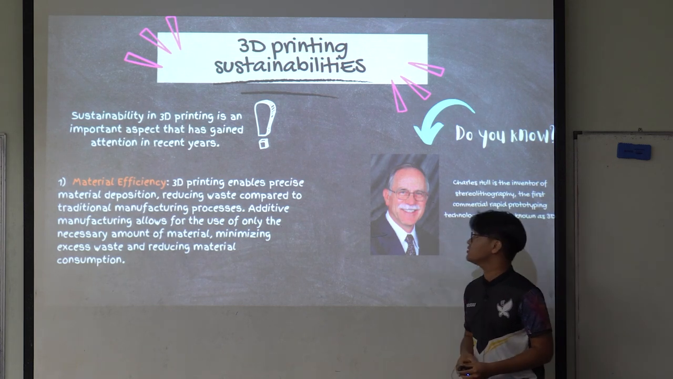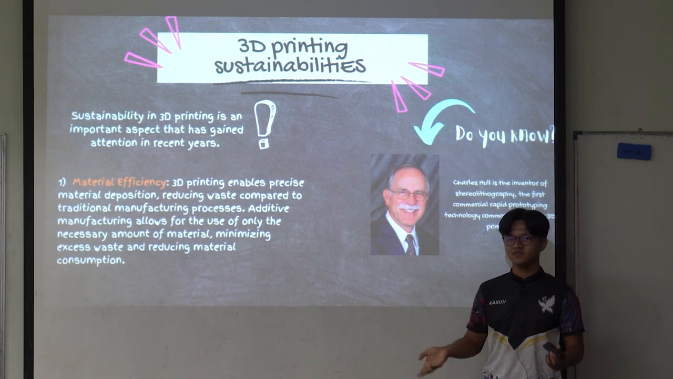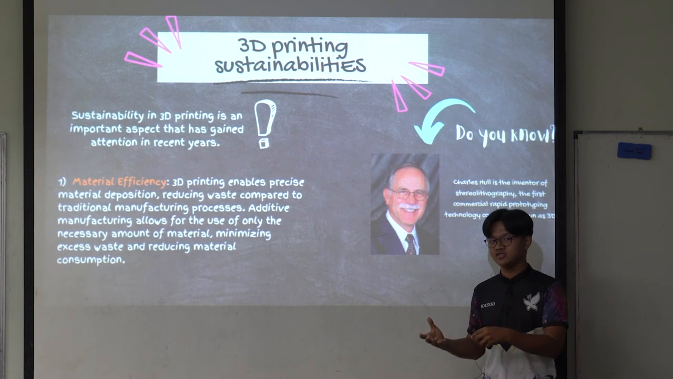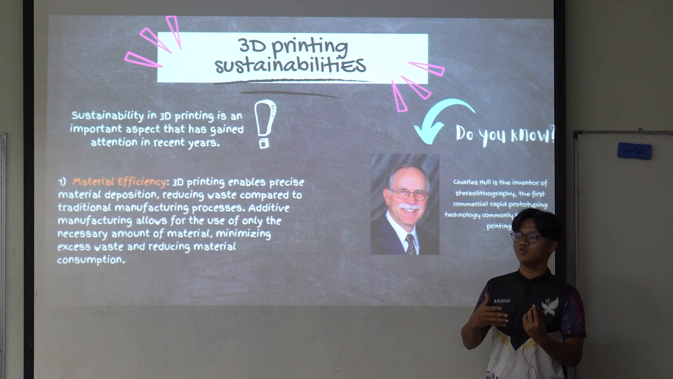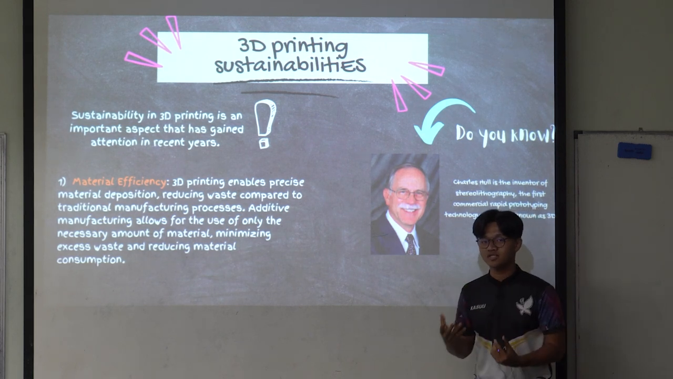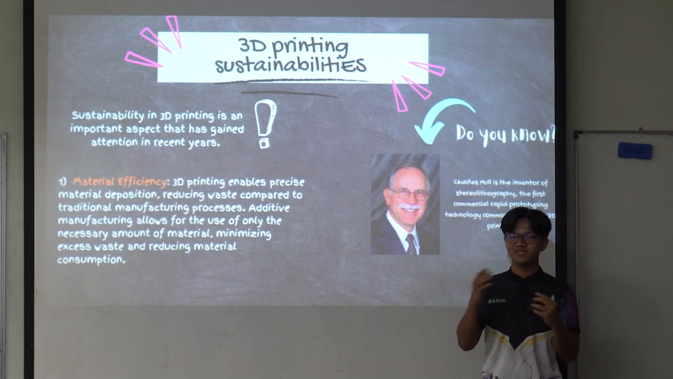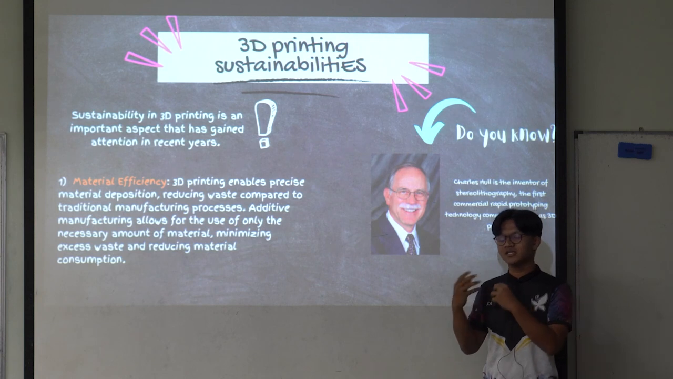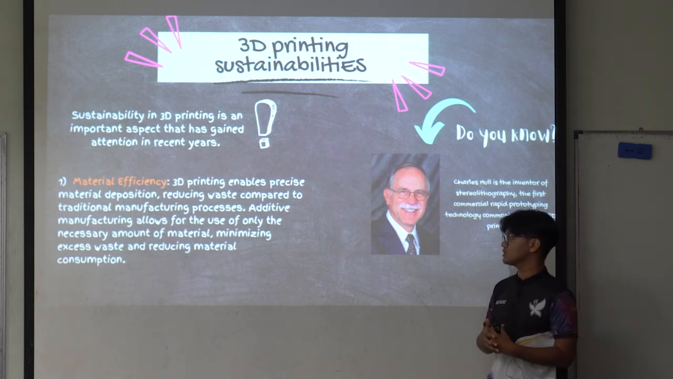So the first sustainability aspect that I found is material efficiency. Material efficiency means when we are producing the end product, the end product will still be the same without having any material reducing issues or using lower grade materials. So that is what material efficiency is.